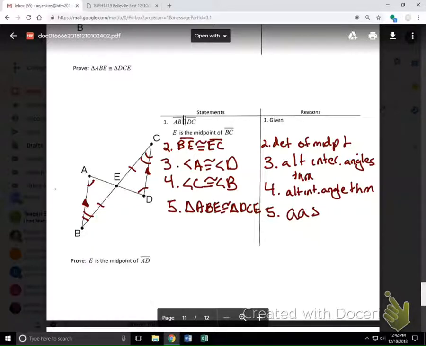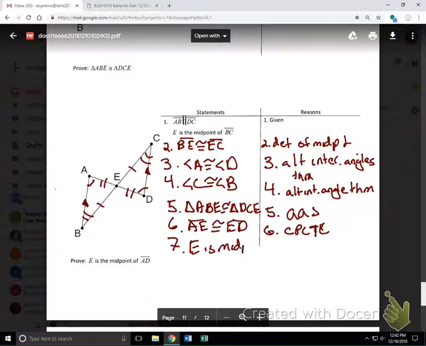So to show that it is a midpoint, on that sheet that I wrote out with you, you are able to show that something's a midpoint based on the two other segments being congruent. So we want to say that AE is congruent to ED. And I'm able to say this by our favorite CPCTC, corresponding parts of congruent triangles are congruent. So now that I know I have congruent triangles, the corresponding parts have to be congruent. And then 7, we know E is the midpoint of AD. And we know this by that definition of midpoint.